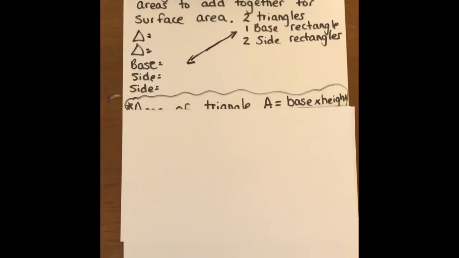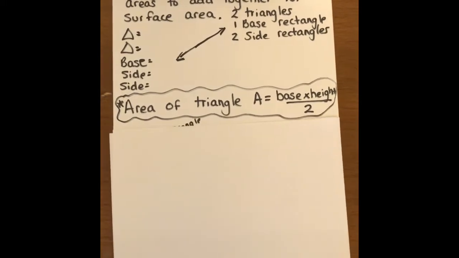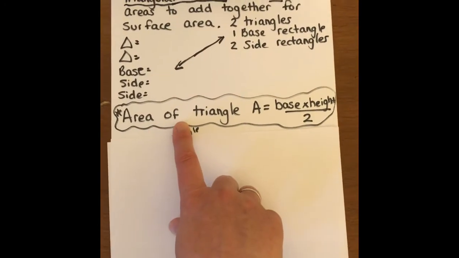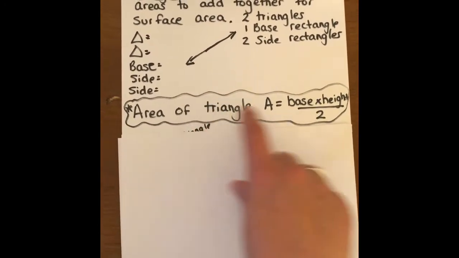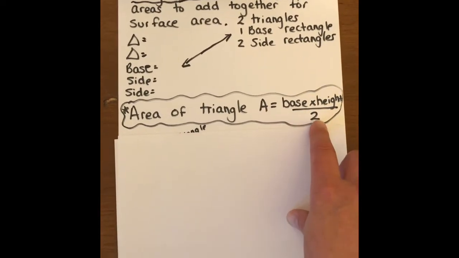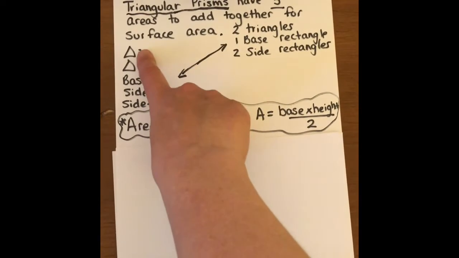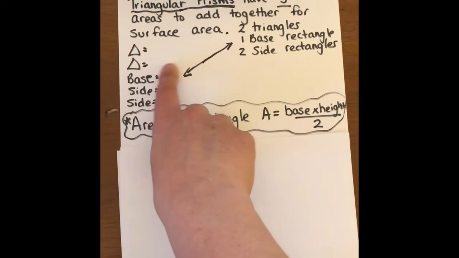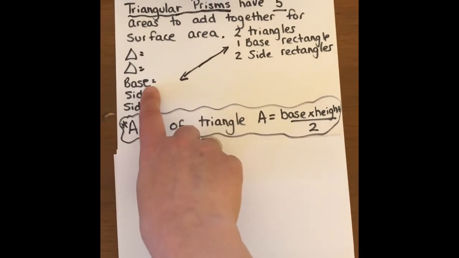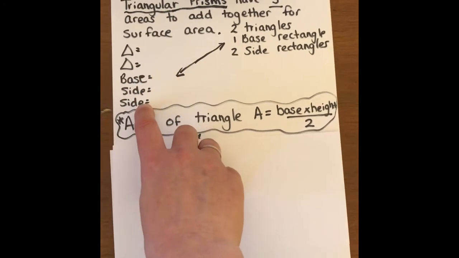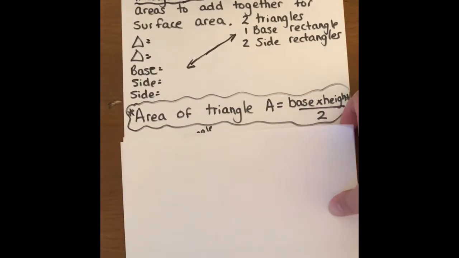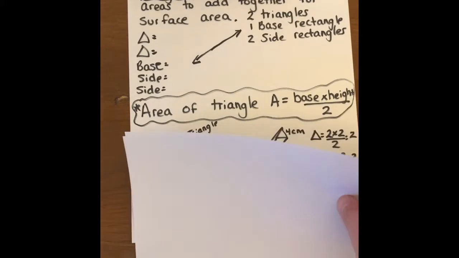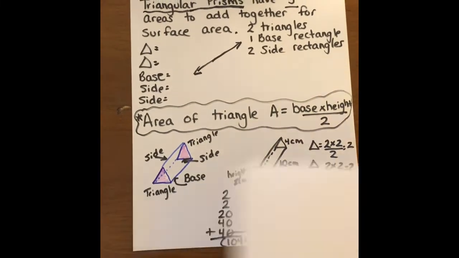Now for this one, you need to remember that the area of a triangle is different. You don't just do length times width. You have to do base times height divided by 2. So for each of these triangles, you're going to have to do base times height divided by 2, base times height divided by 2. And then these are rectangles, so you can just do length times width for those. So these are more difficult. So let's look at one.